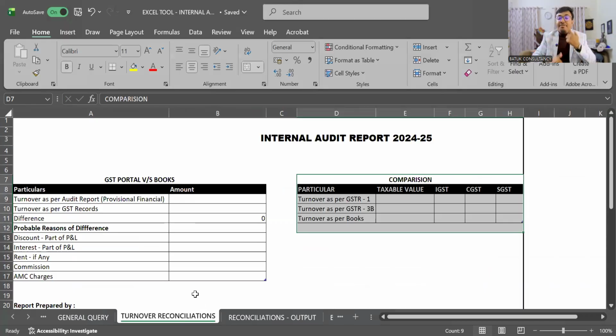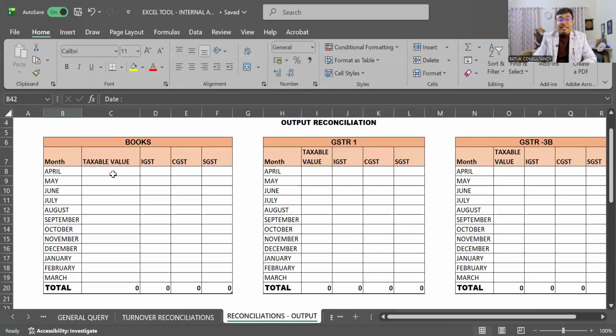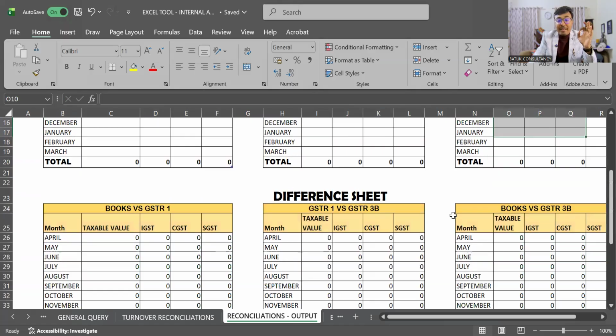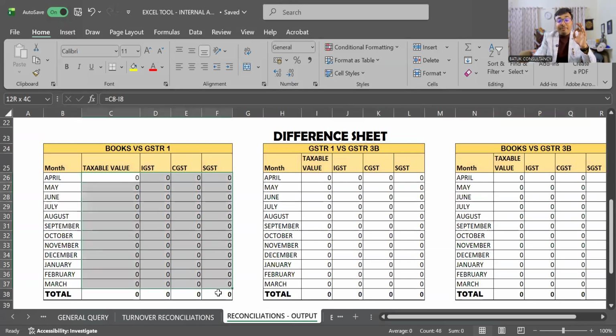But suppose if there is a difference, then you need to identify the month due to which the difference is coming. For that purpose, you need to put the month-wise GST sales as per books of accounts, as per GSTR 1, as per GSTR 3B, and we have inserted the formula so that the difference will automatically be reflected in these sheets.